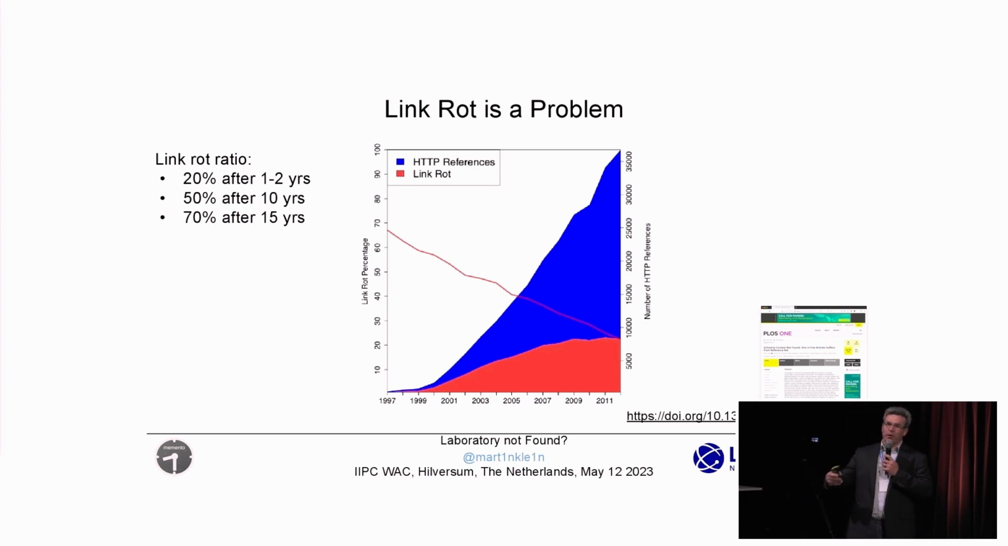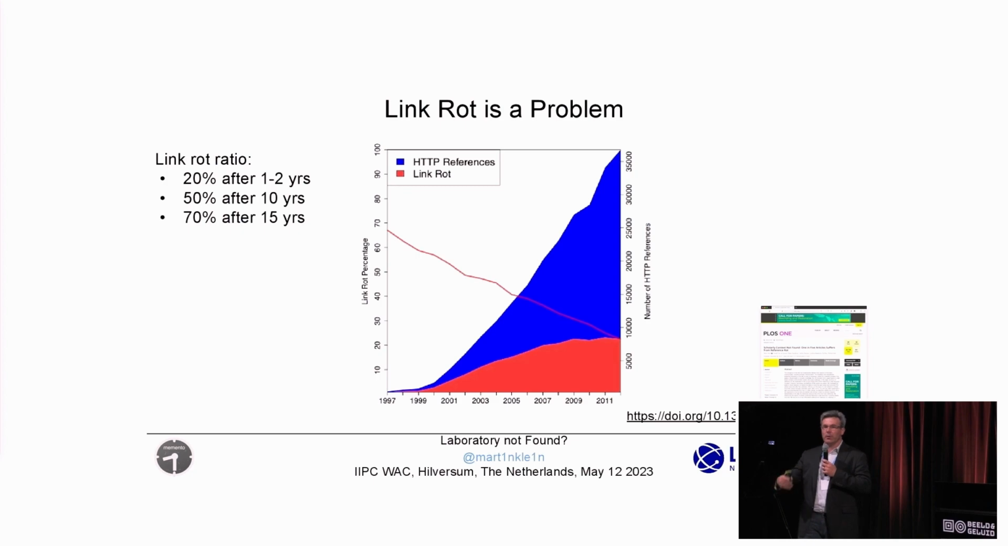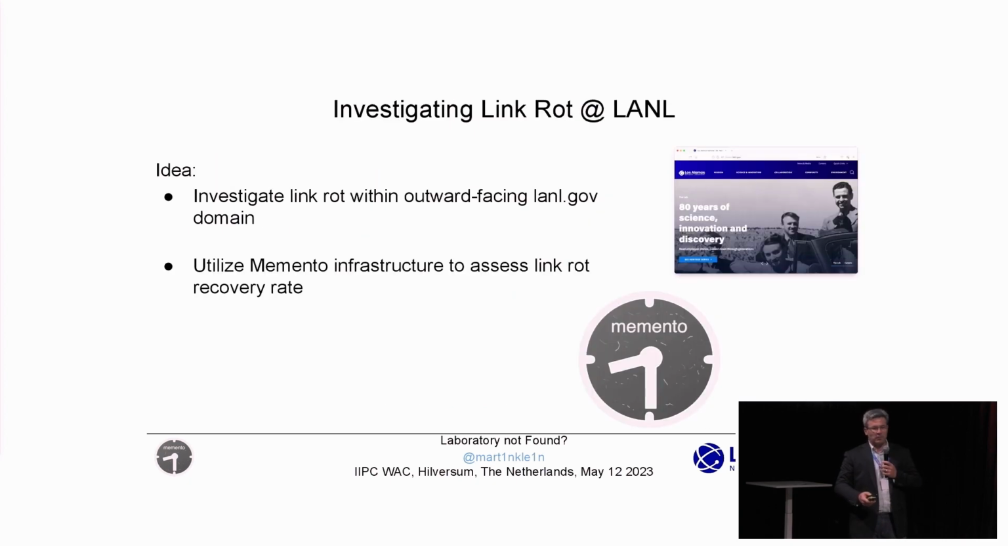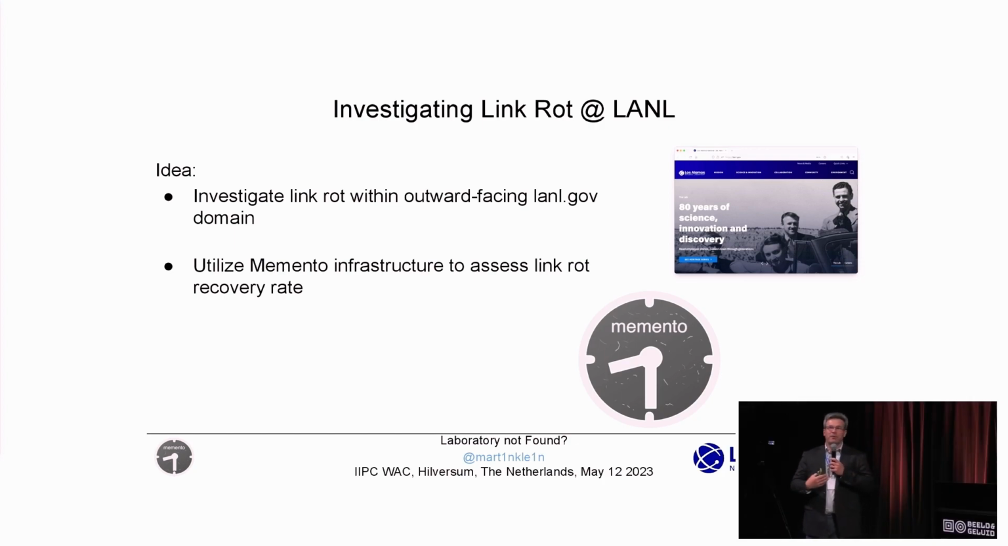And probably not all that surprising, the older the article, the higher the probability that its containing link is gone now, right? So basically, the older your link, the older your bookmark, the higher the chances are that the stuff is gone now. All right, so then we were motivated, as I alluded to, to look at this status basically from the laboratory's point of view.